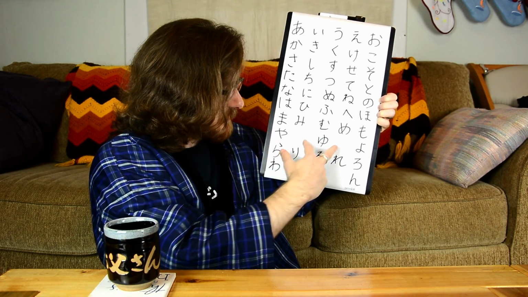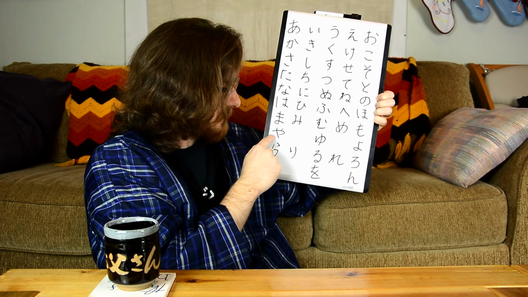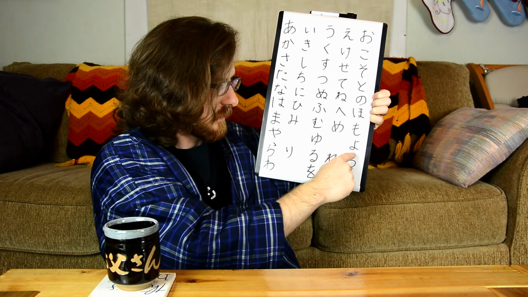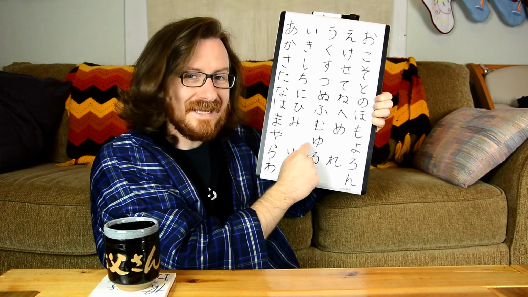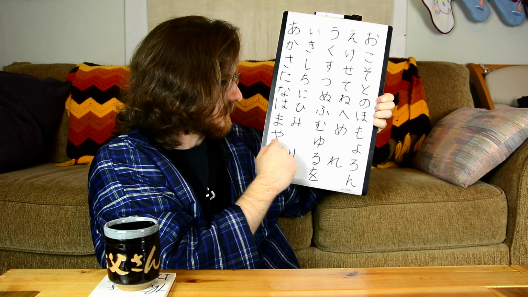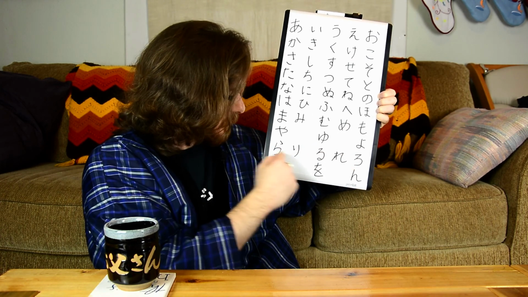So this one is missing two, as you can tell. We only have ya, yu, and yo. So there's no yi and there's no ye. It's just ya, yu, yo. And then we have the R row.